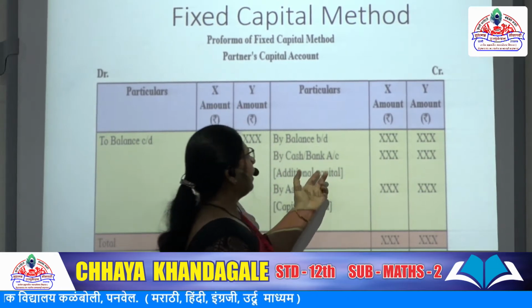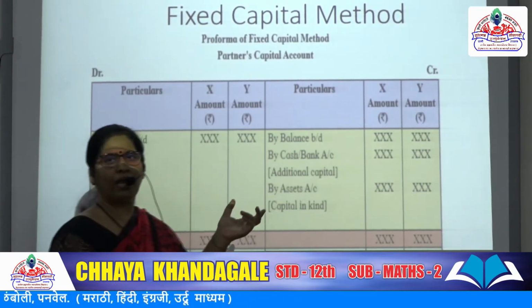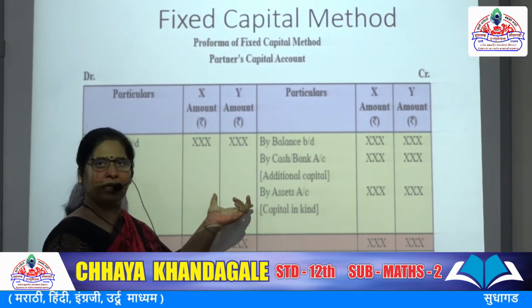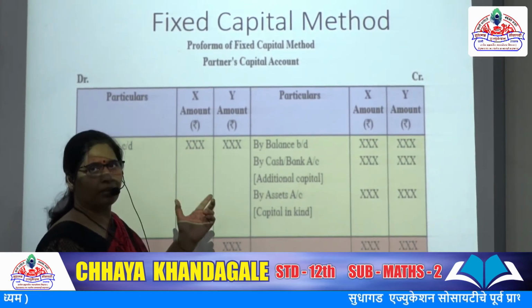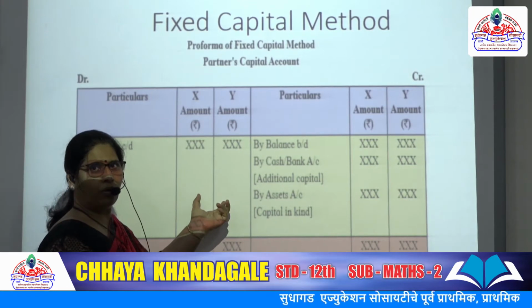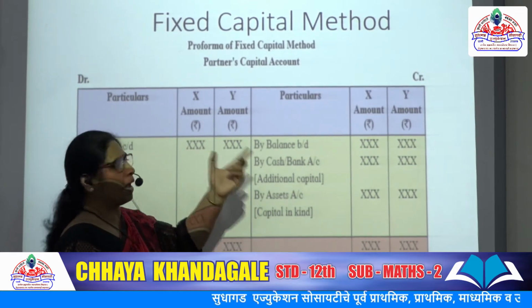So only the capital and additional capital we are going to write in the partners capital account in the fixed capital method. This is first type. Okay, that is partners capital account.